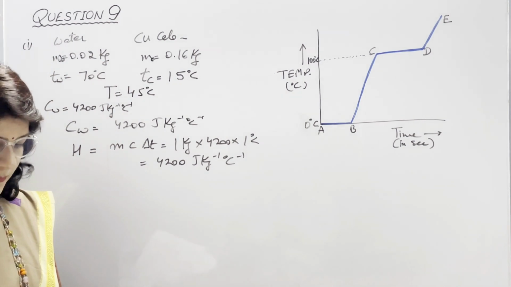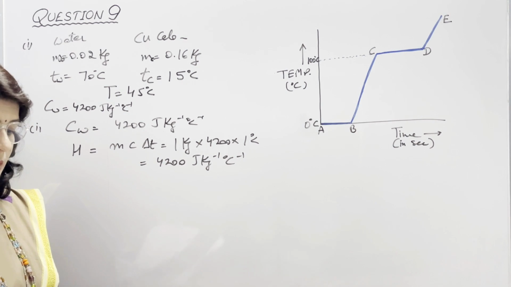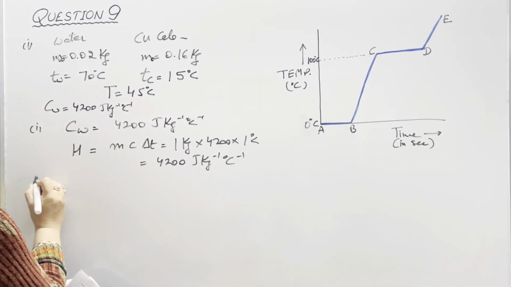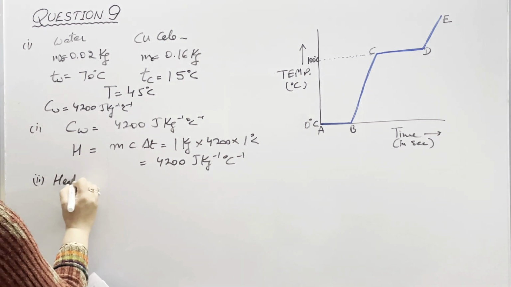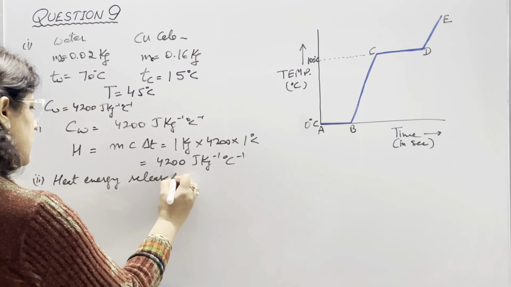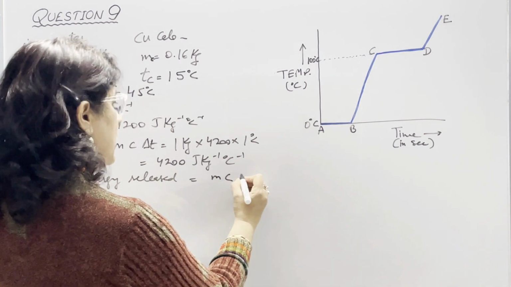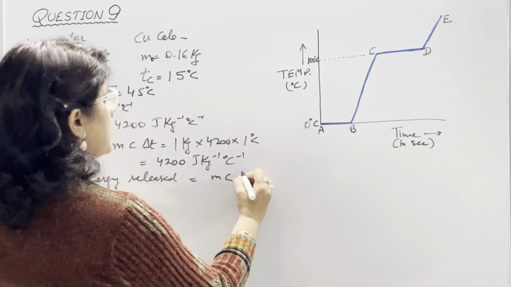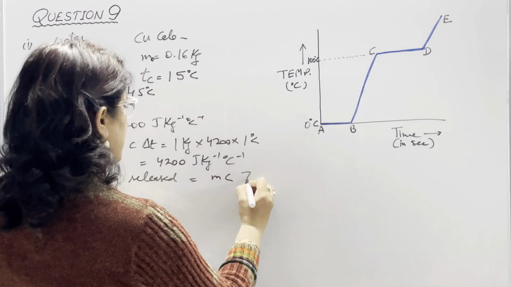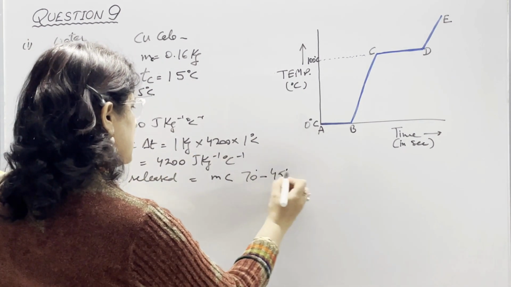Now in the second part, calculate the heat energy released by water in cooling from 70 degrees to 45 degrees Celsius. In the second part, the heat energy released by water again is equal to mc delta T. Delta T means the higher temperature minus the lower, it means 70 degrees minus the final temperature, 45 degrees Celsius.